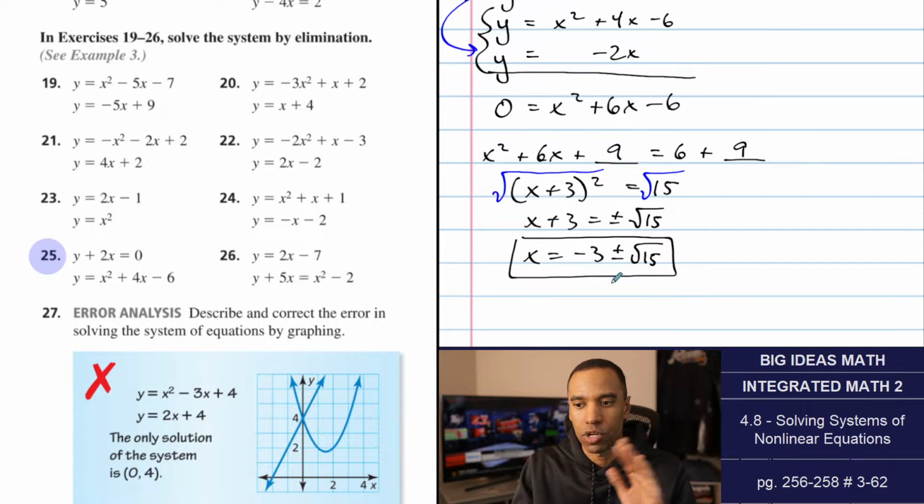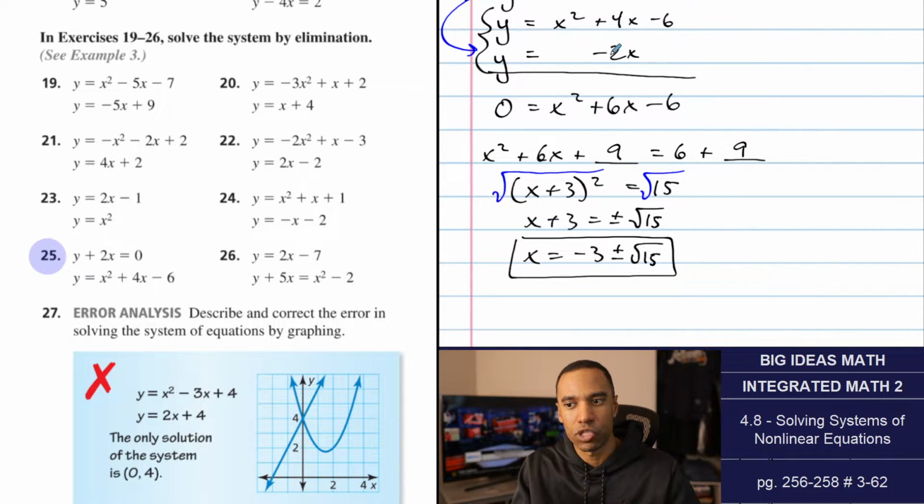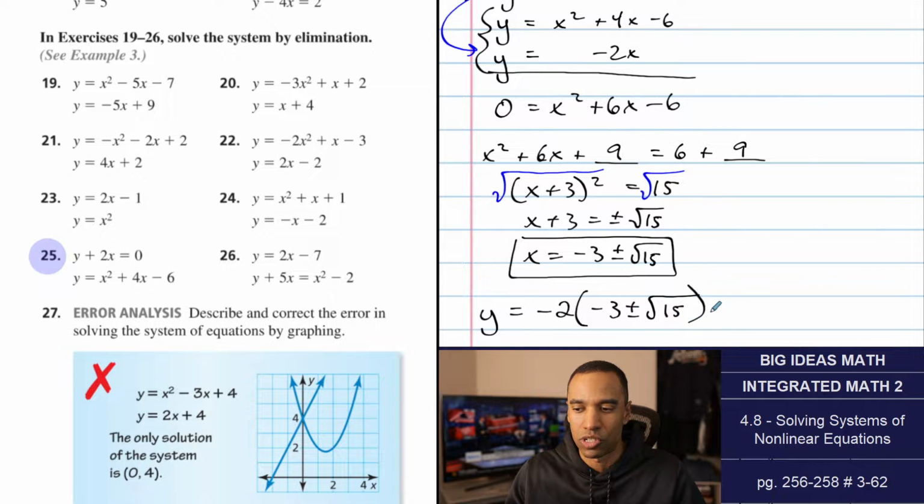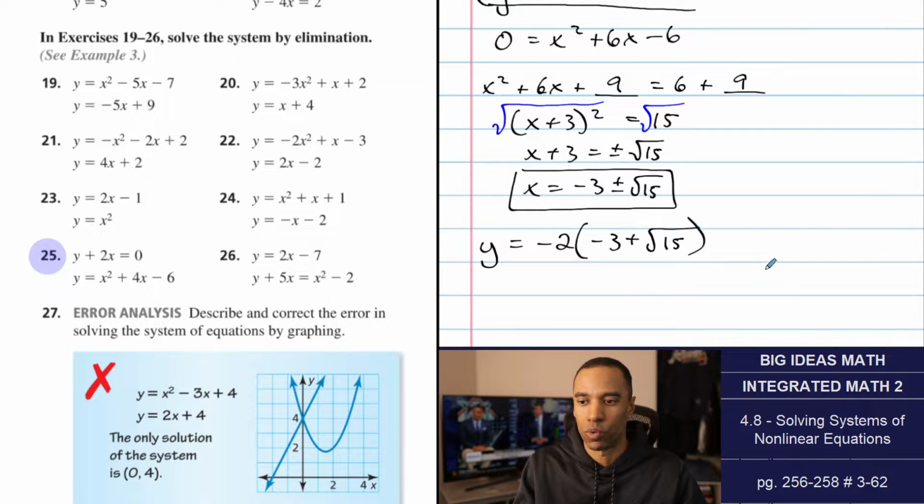Now, the y values are based on plugging these in for x. Negative 2x is the one I want to plug this into. Negative 2 times negative 3 plus or minus root 15. And yes, I'm writing both of them, but I'm going to separate them, because you want to know which ordered pair goes with which. This is when I plug in negative 3 plus root 15. And here's when I plug in negative 3 minus root 15.